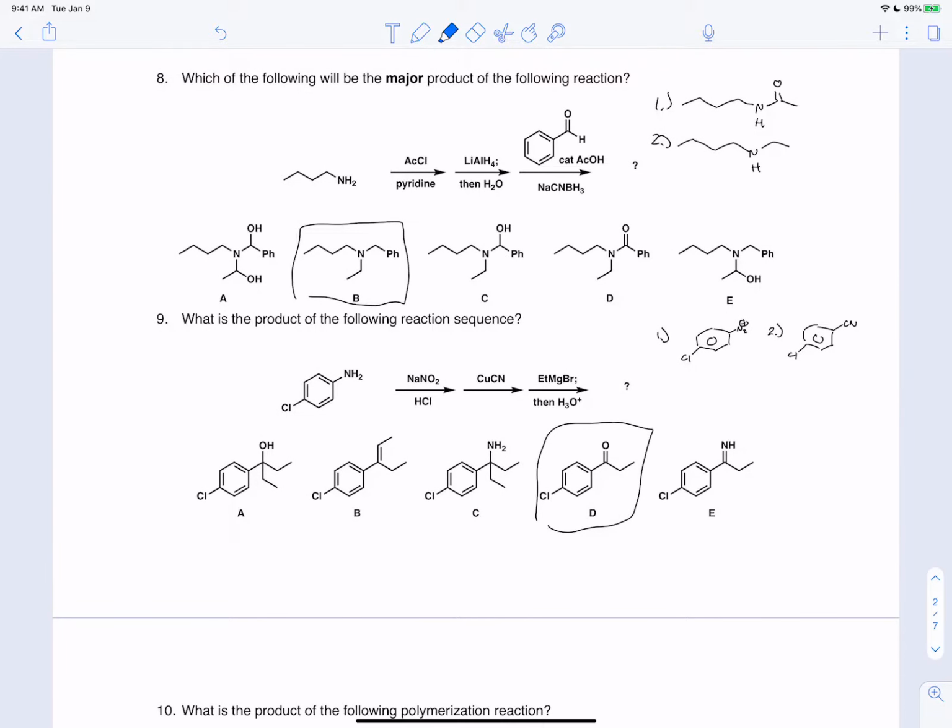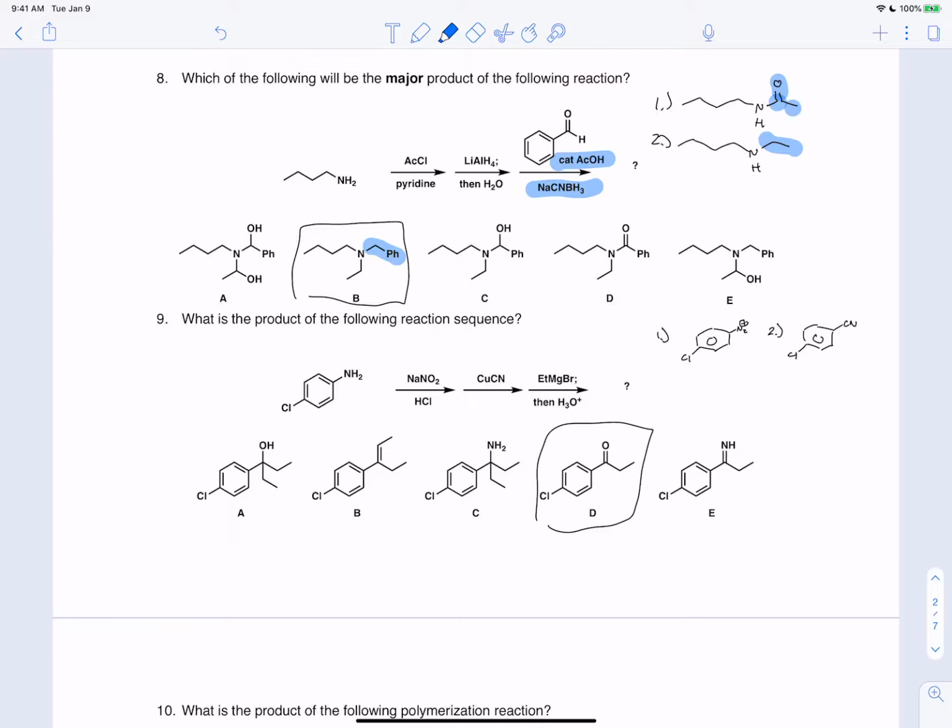Eight is also just testing, do we know the transformations from this section? An amine and an acid chloride will react to make an amide. Note that acetyl chloride is a 2-carbon acid chloride, so we're going to put 2 carbons onto the amide. Lithium aluminum hydride reduces the carbonyl of this amide all the way down to an alkyl chain, so we just make a secondary amine. And these are conditions for reductive amination, sodium cyanoborohydride with catalytic acetic acid, that will put on our final benzyl group.